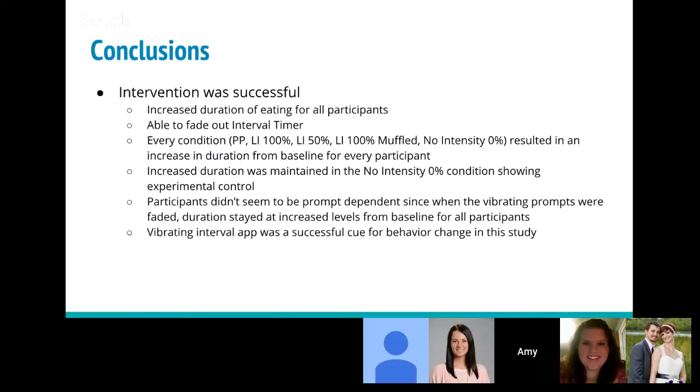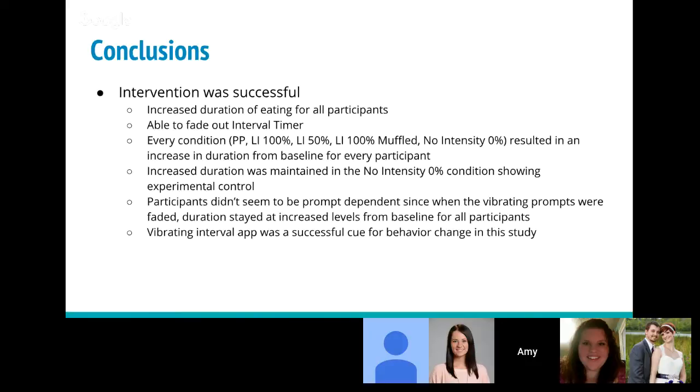So in conclusion, we can say that our intervention was overall successful. There's increased duration of eating for all participants. Everyone was able to successfully fade out the interval timer in all phases. Every condition resulted in an increase in duration from baseline from every participant.